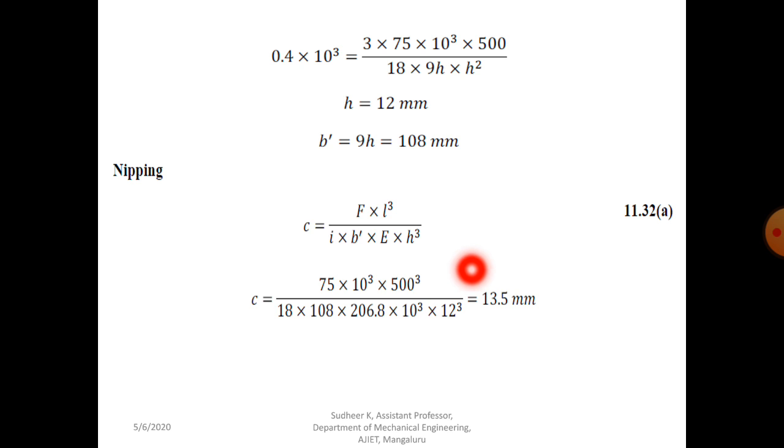Nipping means you need to find out the value of small letter c. So that is from equation number 11.32a from page number 182.